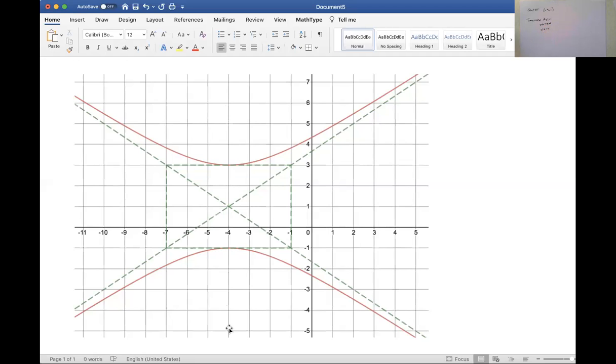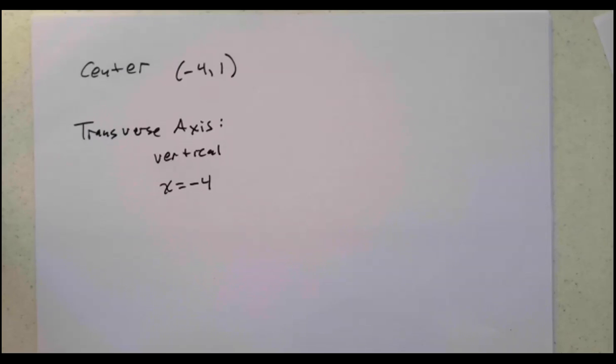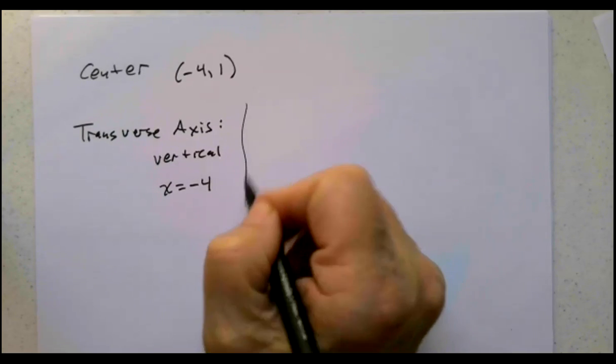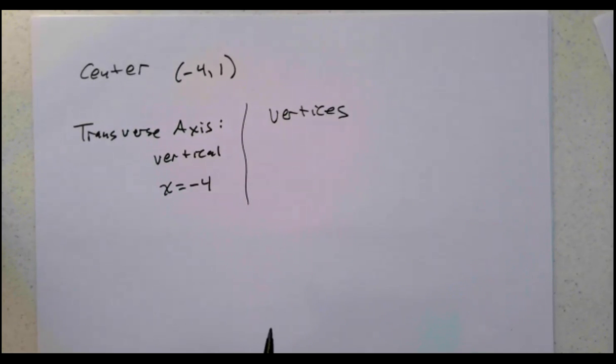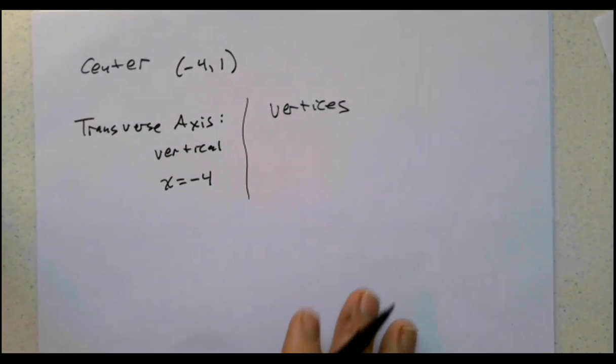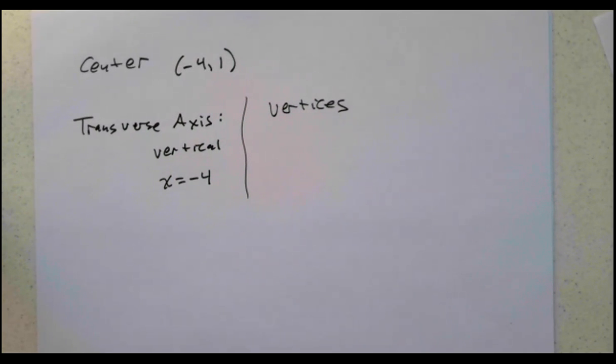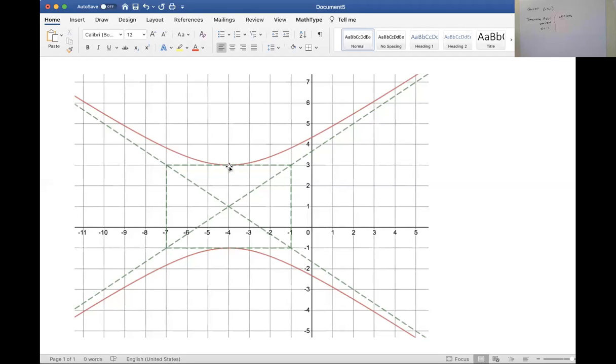So the vertices always occur on the transverse axis. So that's the next thing we have to ask ourselves. What are the vertices? So where does the transverse axis intersect the hyperbola? So let's go back and look. It intersects it here. Where is that? X is -4, y is 3. And it intersects it here. X is -4, y is -1.